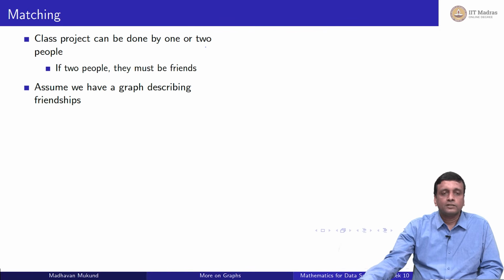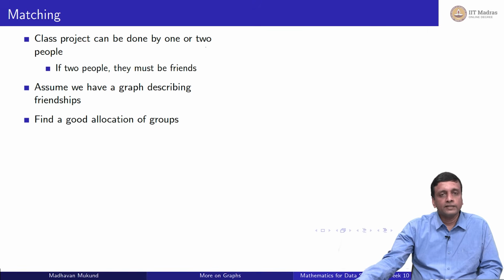Right? So let's assume that, like we had before, we have a graph which describes friendships. What we want to do is, given this graph of friends, we know who's friends with whom, we want to find a good allocation of groups. We want to find pairs, but these must be pairs. So if I have 3 people who are all friends of each other, A, B and C, if I make A, B a pair, then B cannot be a partner of C. C has to find a different partner. C cannot partner with A, C cannot partner with B, right?